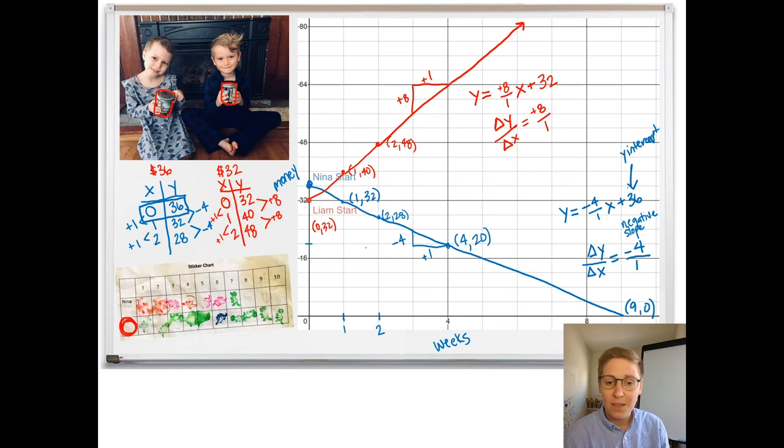Liam's got the same thing. He's got a y-intercept in his table. He's got a y-intercept on his graph. And he has a y-intercept in his equation. They also have a slope. Nina had a negative slope because her graph was decreasing over time, and Liam has a positive slope because his graph was increasing over time.